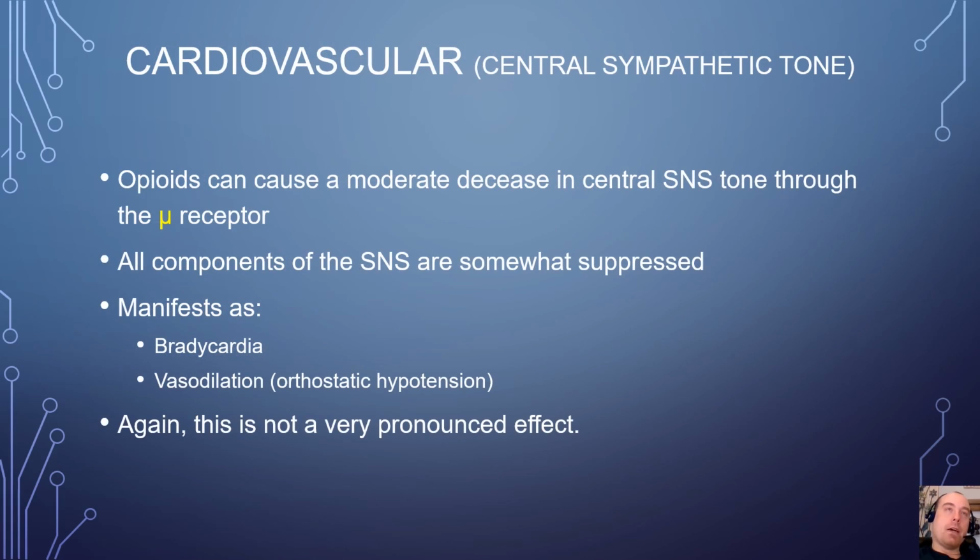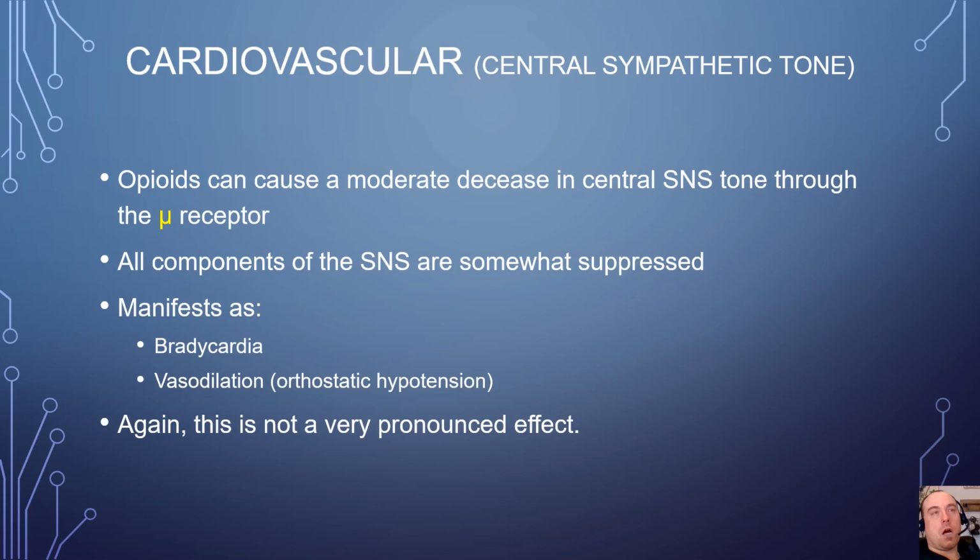Next is the cardiovascular effects, or central sympathetic tone. And that means the sympathetic nervous system activity coming from the brainstem and reaching out to the rest of the body. So it's got a broad or sweeping effect on the sympathetic nervous system, but it's not a profound effect. They can cause a moderate decrease in sympathetic nervous system activity through the mu receptor. That would be a moderate decrease in norepinephrine release.